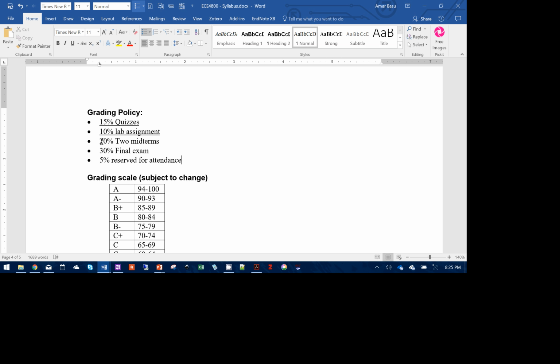If you don't have the clicker, I think you can pay $15 for 6-month access. You can get the smartphone app for free, and then you have to have a subscription, which is I think $15 for 6 months, so you can use that for your classes. So I'll give you more information about that in the future.